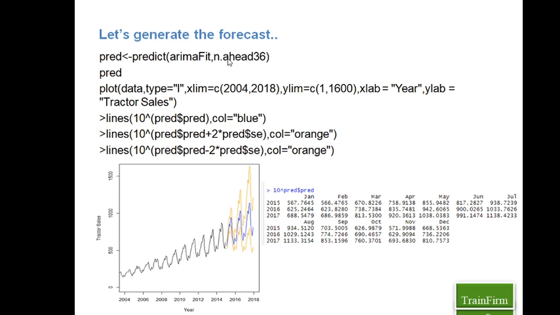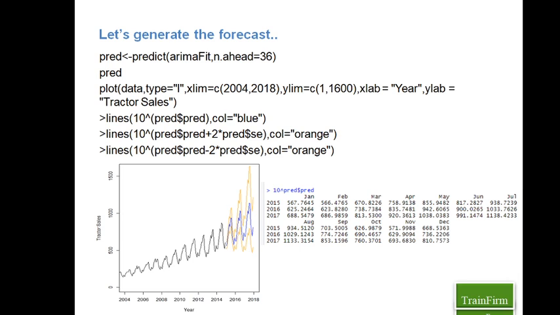predict n.ahead forecasts. So here the only thing I want to say is that there is a small correction. n.ahead is equal to 36. That's how you should read the command. n.ahead is equal to 36, and then you are asking R to create till here with this command, right? 2004 to 2018 and 1 to 1600. You are giving the command, and then finally here should be your x-axis and the y-axis should be tractor sales.